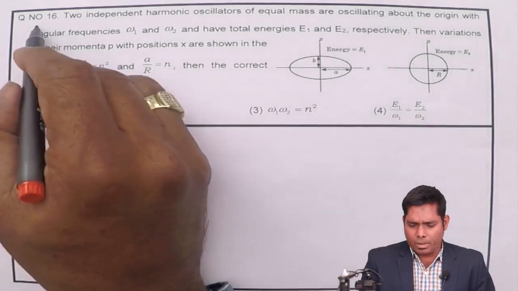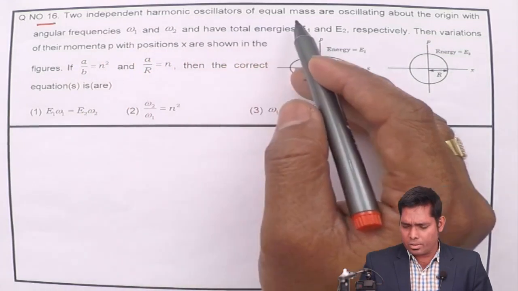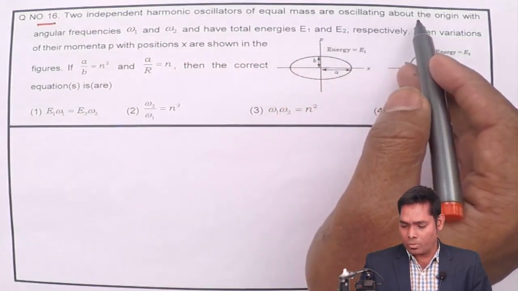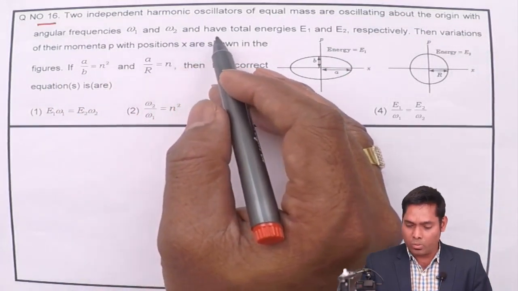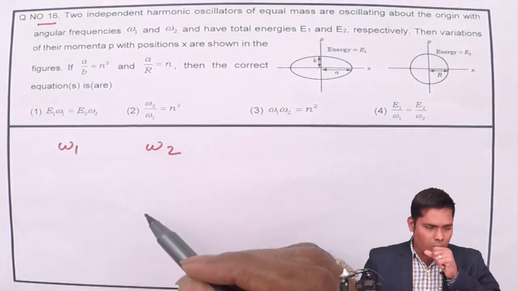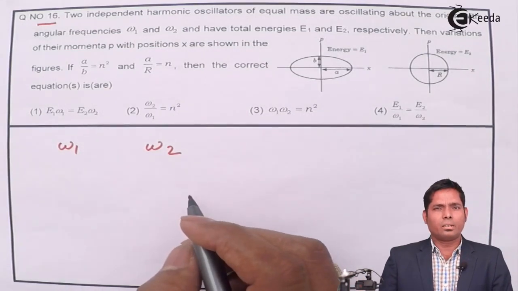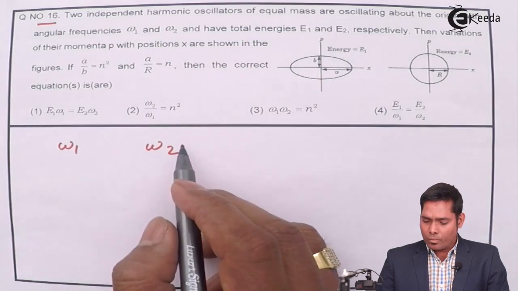Friends, let us solve question number 16. Two independent harmonic oscillators of equal mass are oscillating about the origin with angular frequencies omega 1 and omega 2. So their angular frequencies are omega 1 and omega 2.